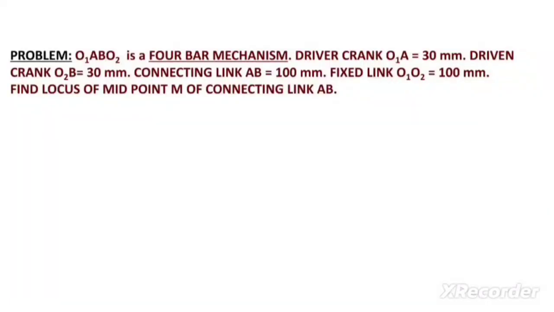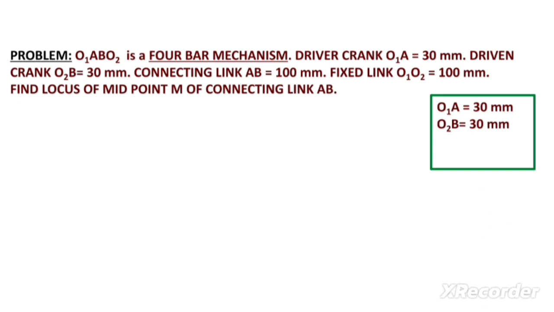Dear friends, today we are going to solve a problem of loci of a point. O1ABO2 is a 4-bar mechanism. Driver crank O1A is 30 mm, driven crank O2B is 30 mm, connecting link AB is 100 mm, fixed link O1O2 is 100 mm. We will find the midpoint M of connecting rod AB. Here the dimensions are given: O1A and O2B 30 mm, AB 100 mm, O1O2 100 mm.